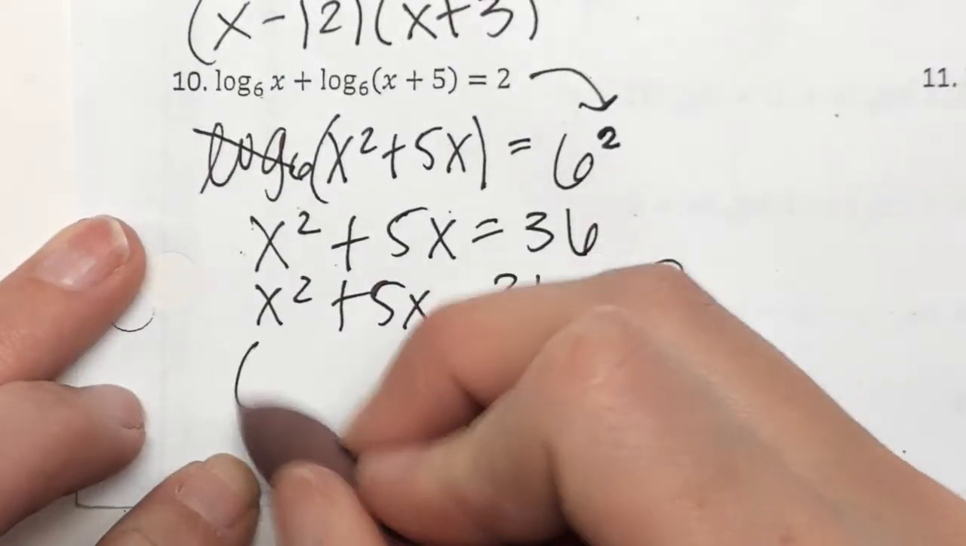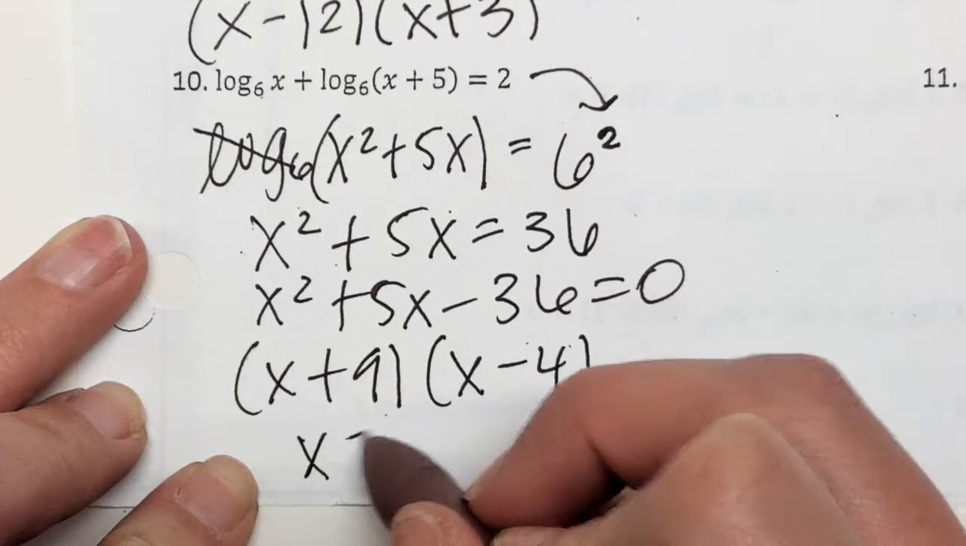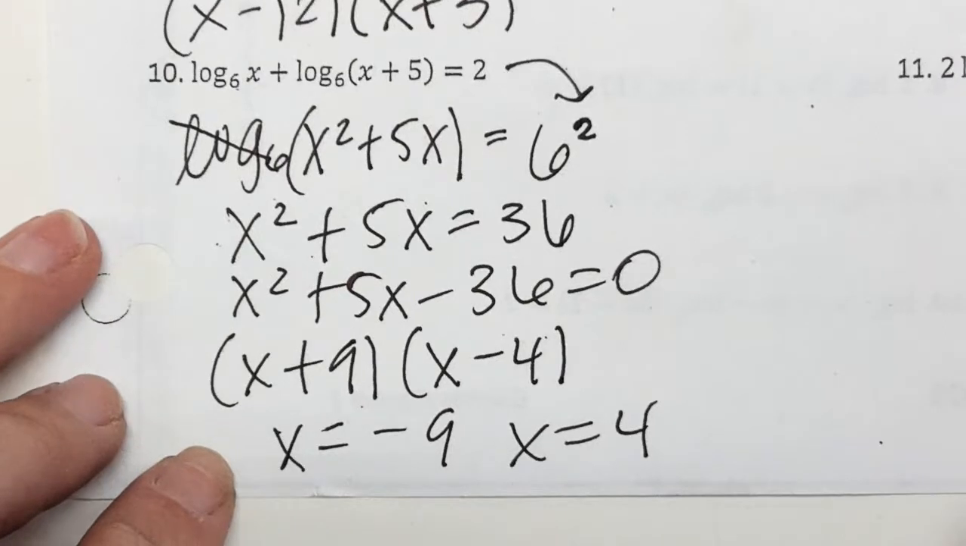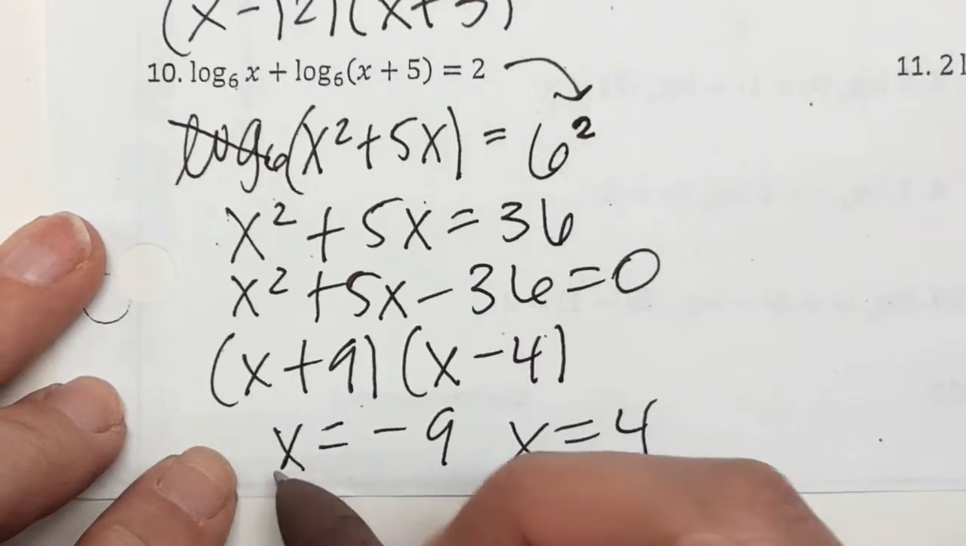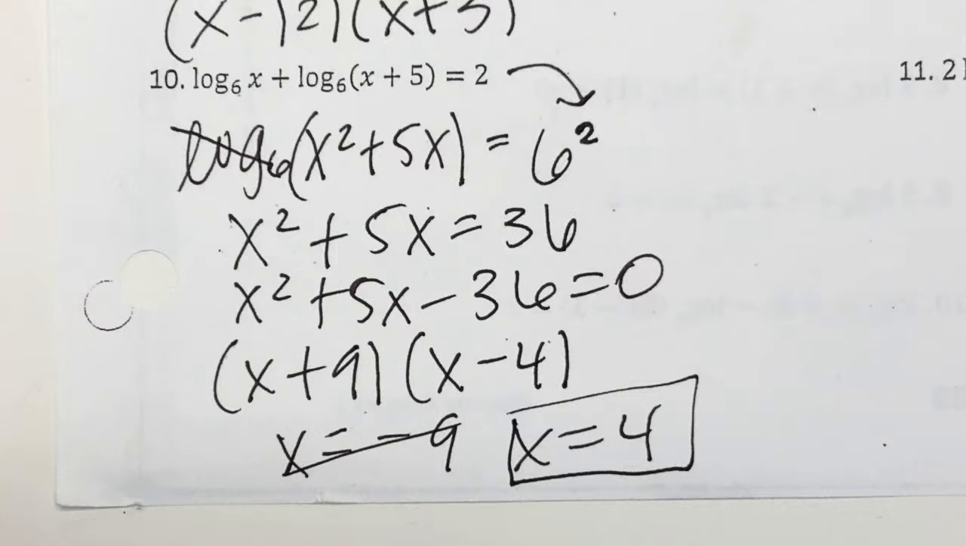9 and negative 4. Good. So what are our supposed answers? Go ahead and check them on your own right quick and tell me if we need to mark one out. Very good. And 4 works. Very good. Questions?